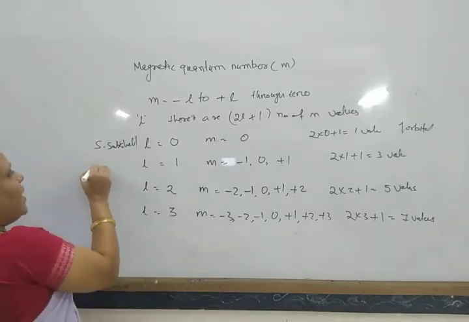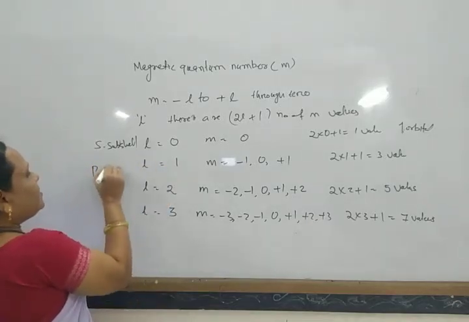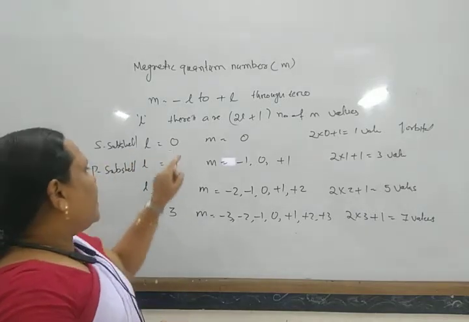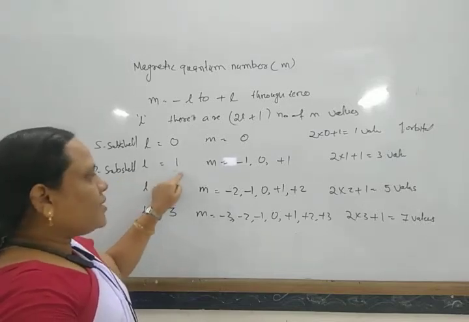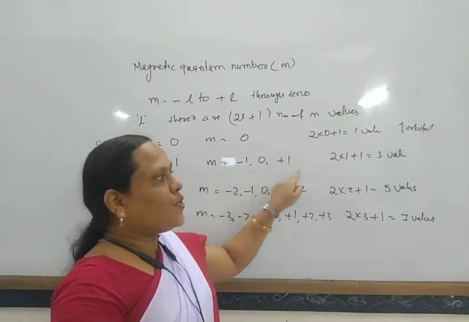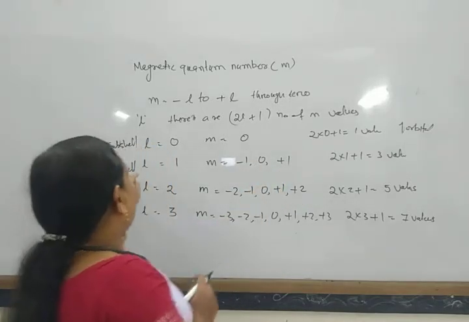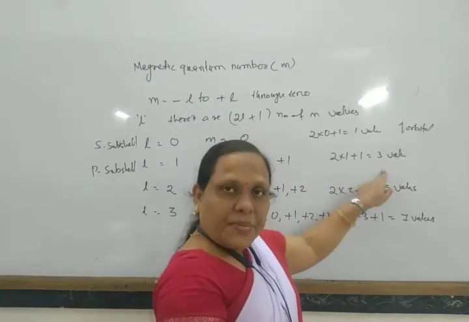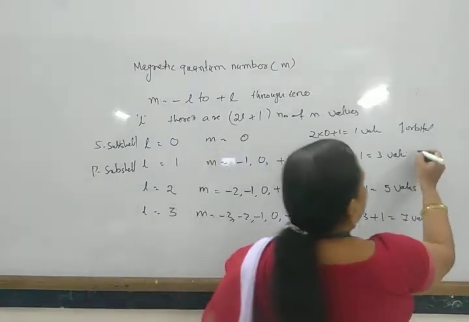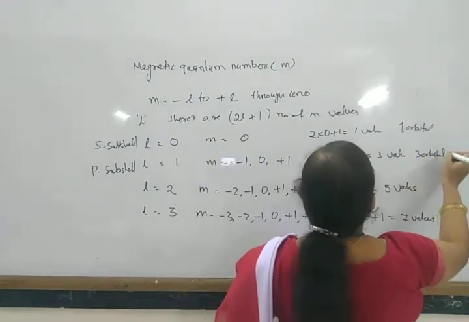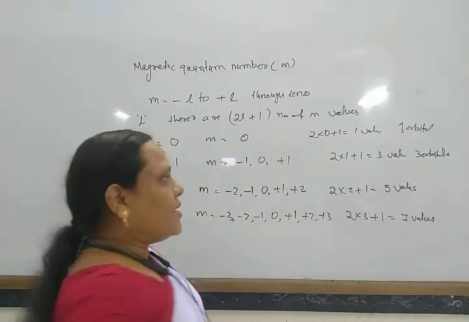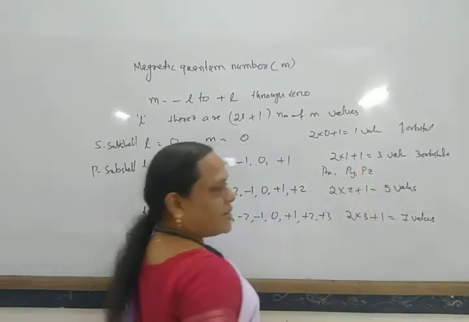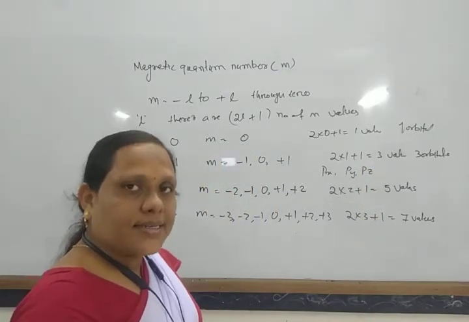Similarly, when l equals 1, that is the p subshell. l equals 1 means m is minus 1, 0, plus 1. So it has 3 values. The p subshell is therefore classified into 3 orbitals. As it has 3 values, it has 3 orbitals, and these 3 orbitals are px, py and pz. We have already discussed this in the last class.